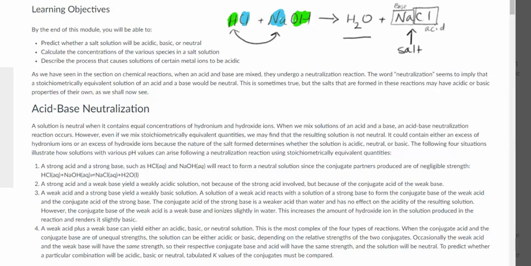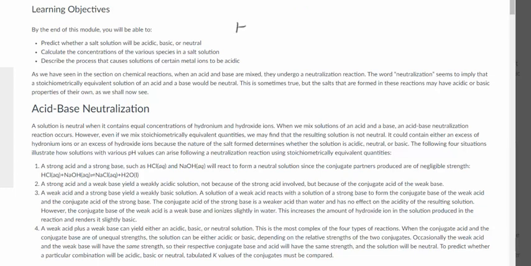Now, if we had a weak acid and a strong base, we're going to end up forming an equilibrium. So although we're going to have water be produced, then we will also have that sodium cation and the anion, the conjugate base.